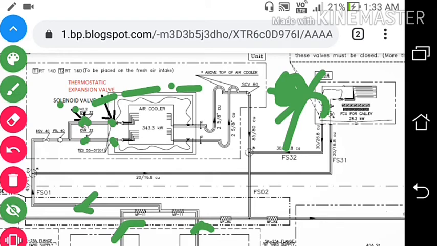Now after passing through this air cooler, the refrigerant will go into the compressor.